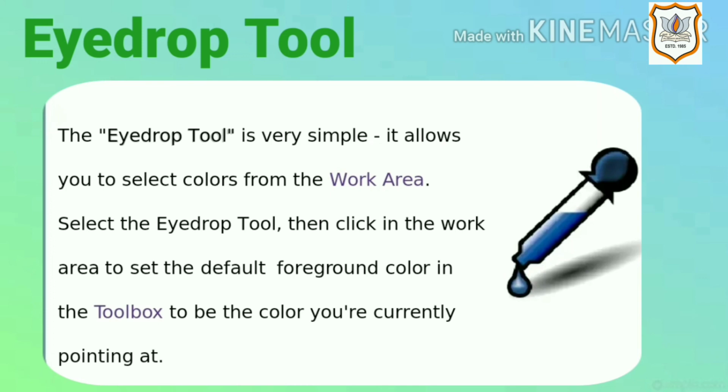The eyedrop tool is very simple. It allows you to select colors from the work area. Select the eyedrop tool, then click in the work area to set the default foreground color in the toolbox to be the color you are currently pointing at. The shortcut of the eyedrop tool is Alt plus E.